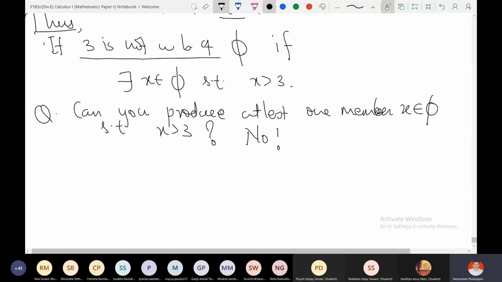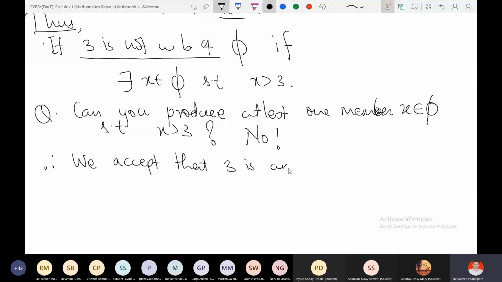Is it clear or not? Yes, sir. So you cannot produce a member of this empty set, because there is nothing which is greater than 3. And so what do we have to accept? 3 is an upper bound. So we accept that 3 is an upper bound of the empty set. This is a very deep logical, philosophical fact that you have to accept.